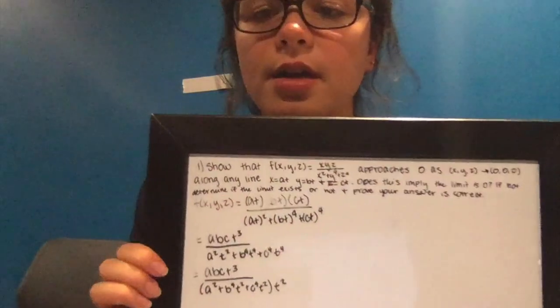So these are our steps that we're following. What you can do from there is simplify: the t squared on the bottom that you factored out goes away, and the t cubed on the top becomes just a t. So now we have abct over a squared plus b to the fourth t squared plus c to the fourth t squared.